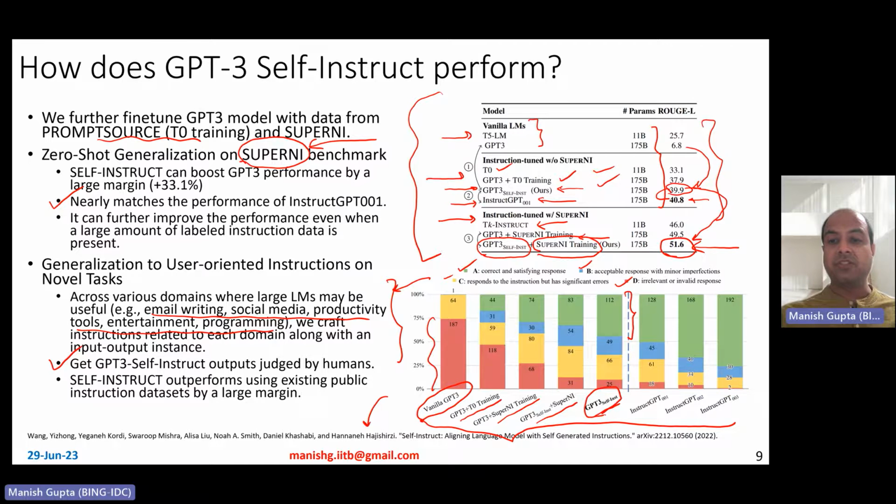In fact, GPT-3 self-instruct performs almost as close to OpenAI's Instruct GPT-001 model. Of course, there's a lot of room to cover to reach OpenAI's Instruct GPT-003 model, but there's good hope and good direction to believe that yes, we are reaching there. In this particular case, the GPT-3 model just fine-tuned with self-instruct can reach the Instruct GPT-001's accuracy to some level.